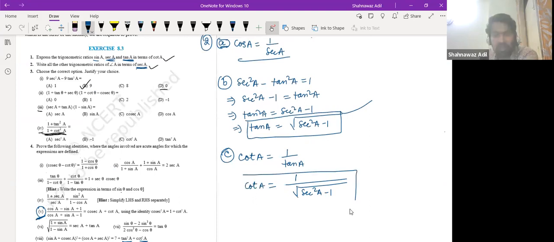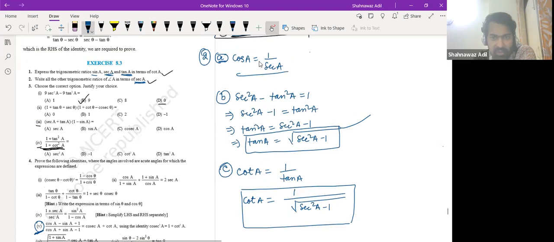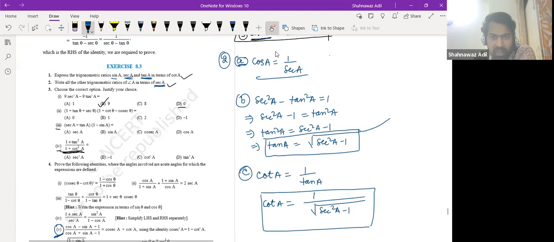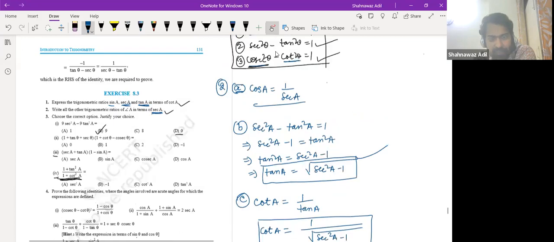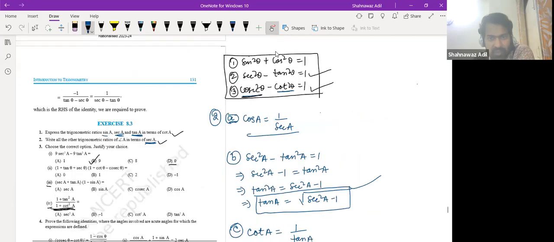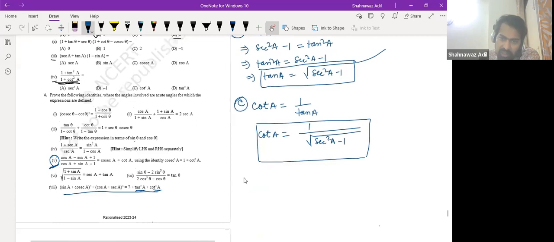Okay, so now what is remaining? So you see that in A, I know cos A value, and in which identity does this cos come? In the first one. Yeah, so I will write the first identity, that is sine square A plus cos square A, that is 1.